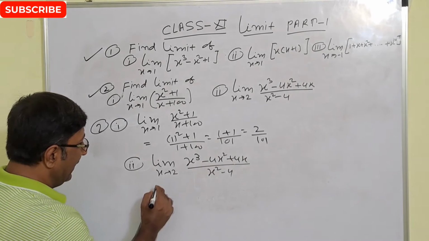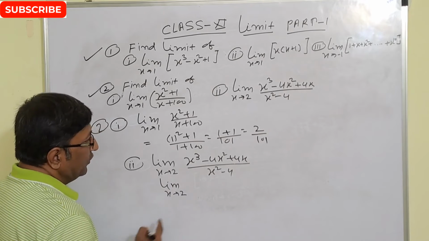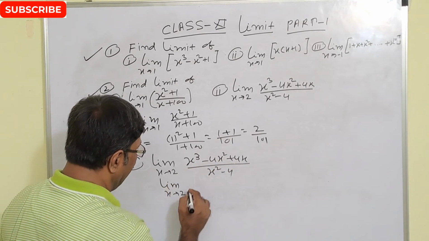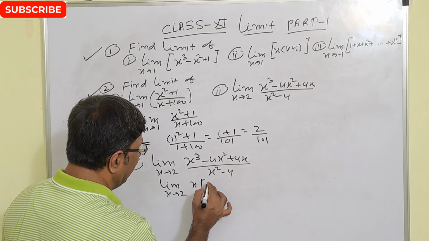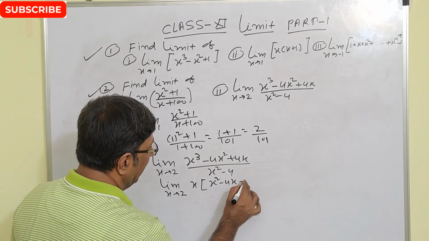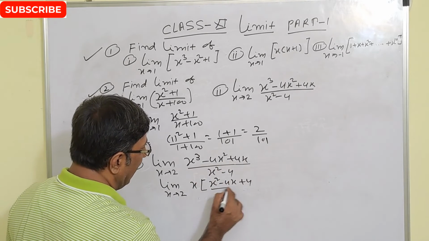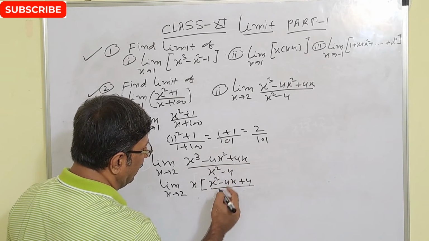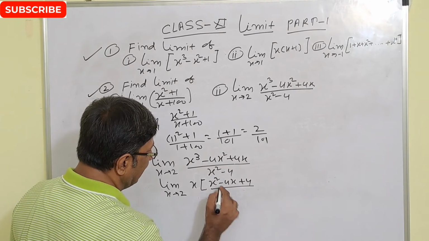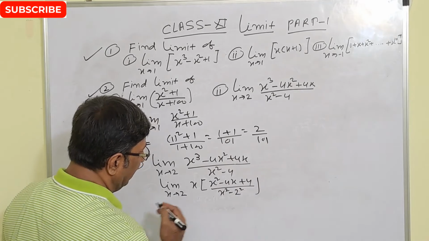So check it. Limit x tends to 2. When we take x common here, we get x into (x square minus 4x plus 4), divided by x square minus 4. We can write this as a square minus b square, so x square minus 2 square.